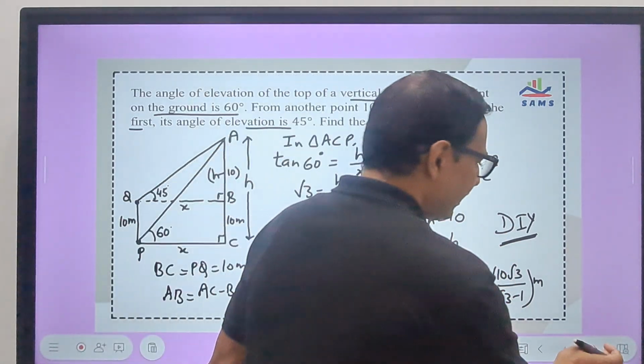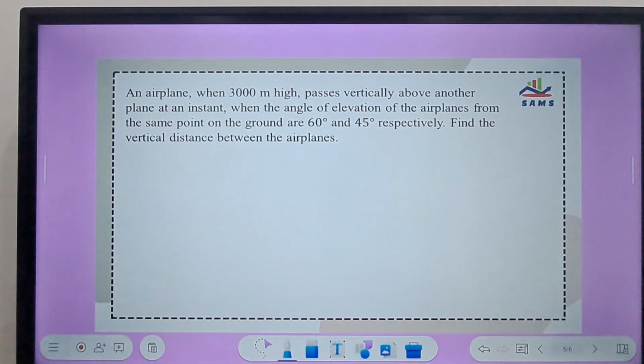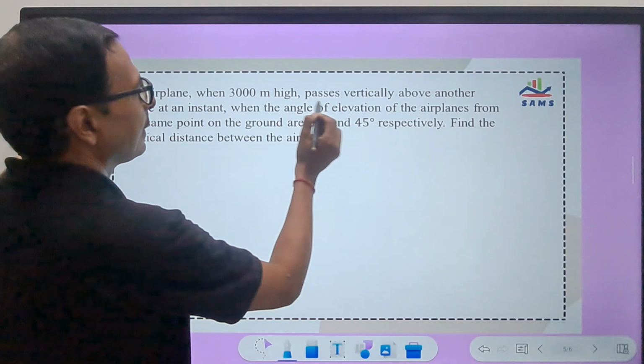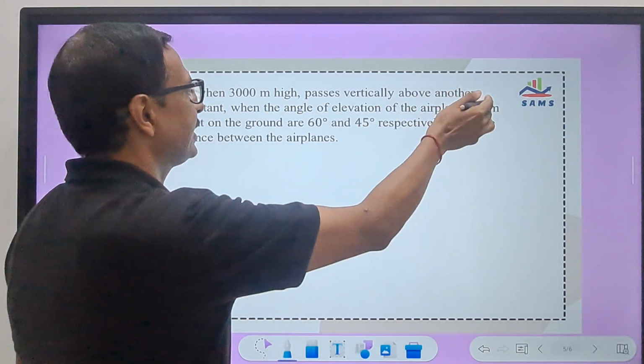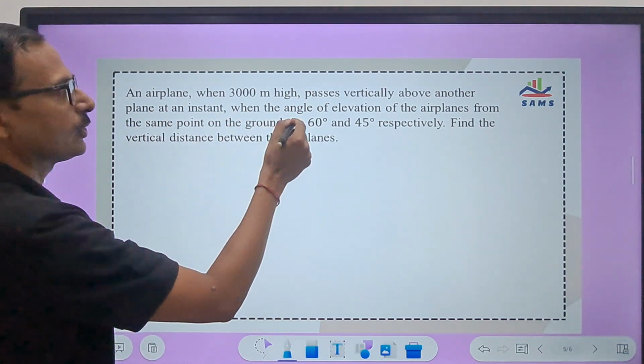Okay, let's see the final question for this video. An airplane 3000 meters high passes vertically above another airplane at an instant when the angles of elevation of the airplanes from the same point on the ground are 60 and 45.